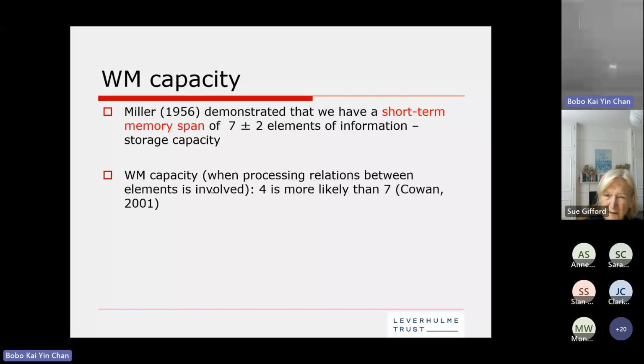However, when we're talking about working memory, not just short-term memory, we're talking about not only storage, but processing. Therefore, there is no strict number that measures capacity, but in a lot of studies, like those Nelson Cowan did about working memory capacity, 4 was considered a reasonable number for the capacity limitation, considering that those elements should not only be stored, but also processed and manipulated. So that takes some of the capacity as well.